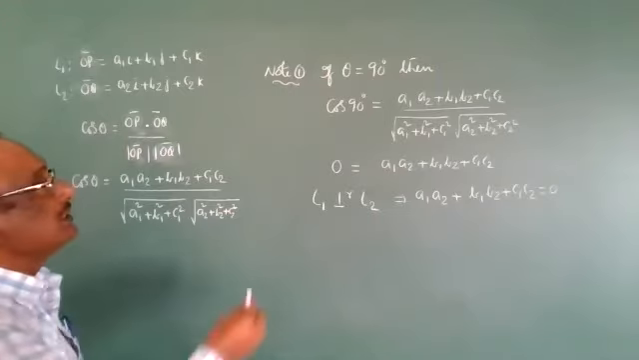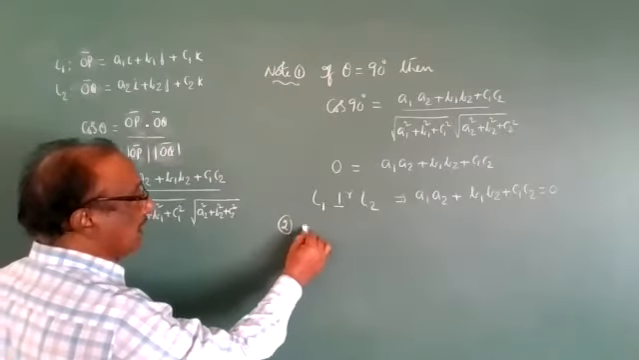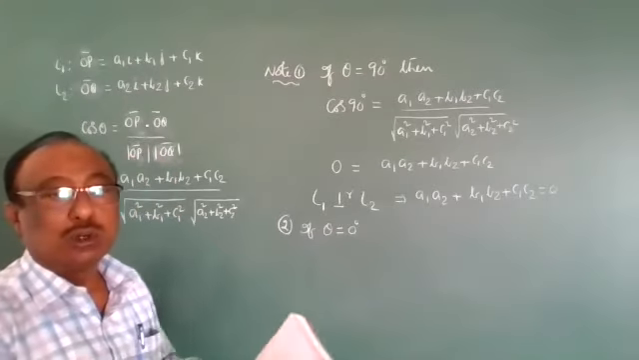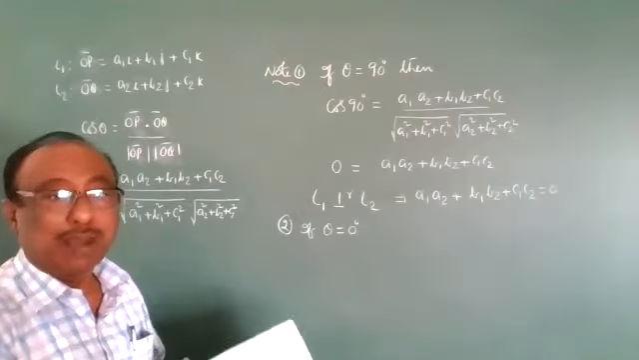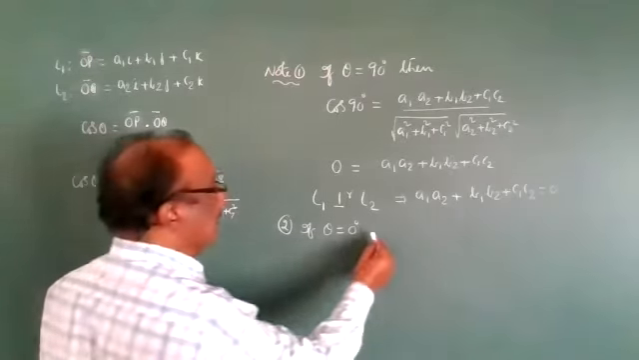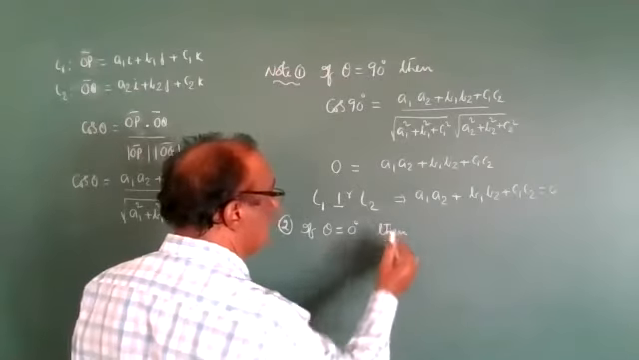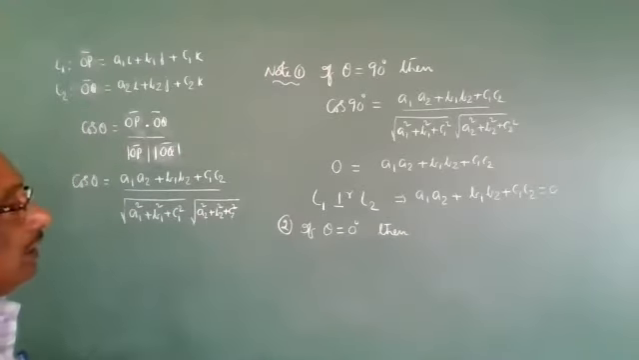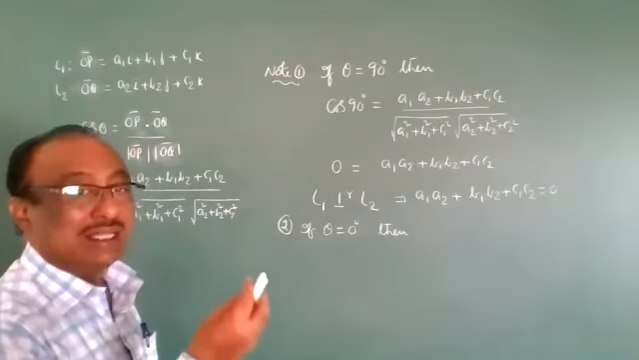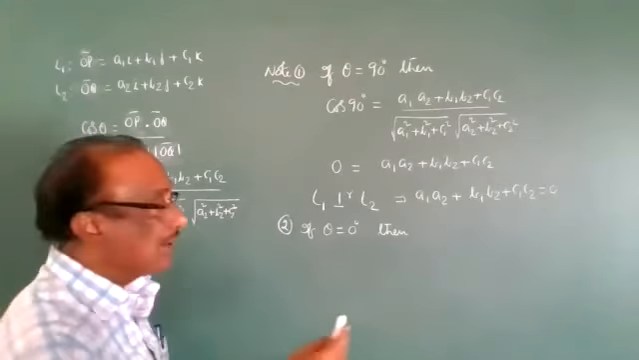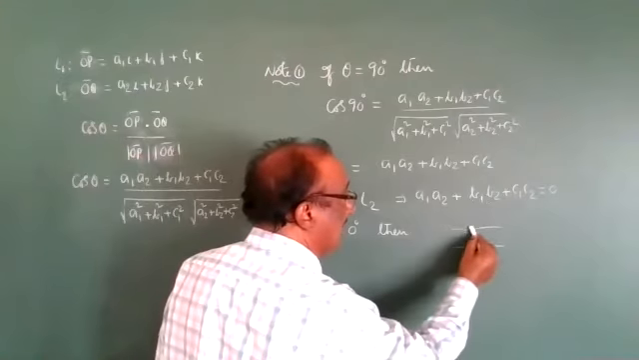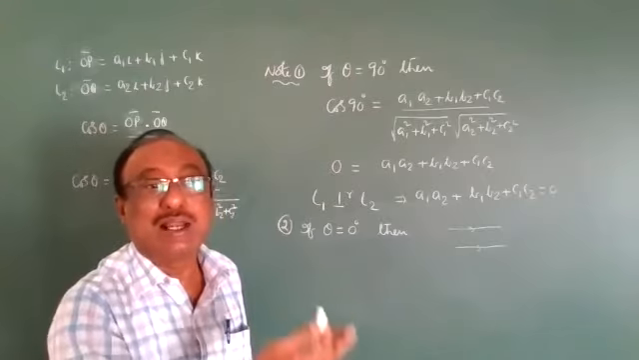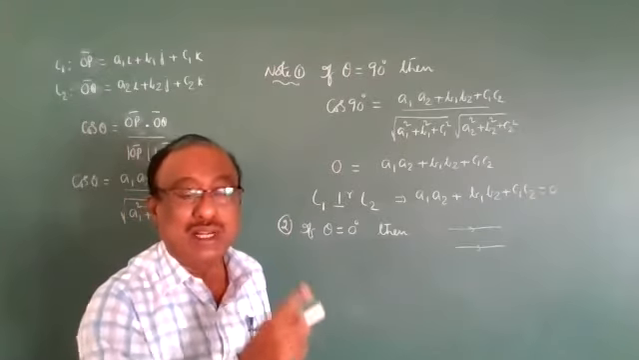Then the condition is that the sum of the multiplications of the i, j and k components of the vectors is equal to 0. Second note point: if theta is equal to 0 degrees, it means the two lines are parallel. If two lines are parallel, then cos of 0 degrees applies. The two lines are parallel, they differ only by a constant, their slopes are equal, therefore the DRs are equal. DRs are equal means they differ by a constant.